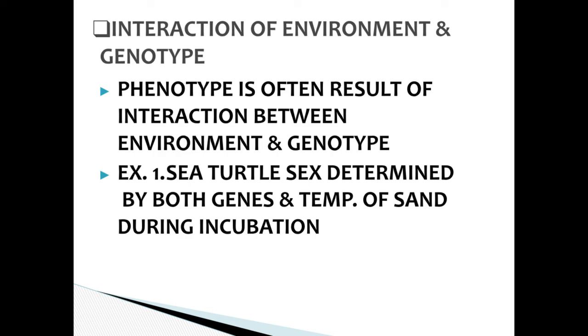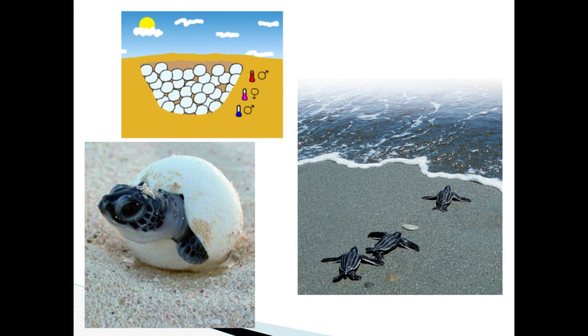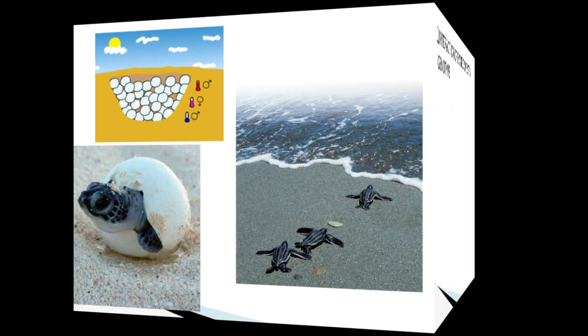Another example is sea turtle sex determination. This is pretty cool. So the female will lay the eggs in the sand, and depending on where they're located in that nest, the further down they are where it's cooler, these will be males, and then the mid-range will be the females, and the warmer temperature will also be the males. So in this case, the environment determines the sex of the sea turtles.